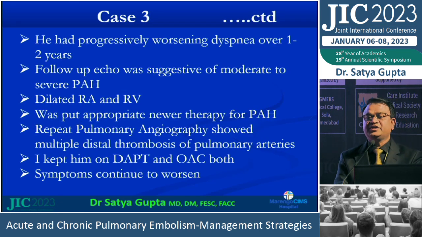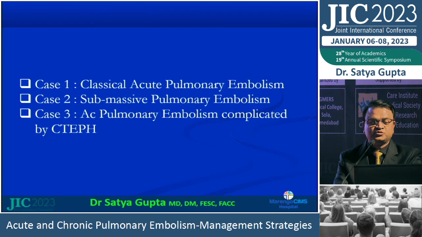But subsequently, he started developing dyspnea on minimal exertion. Over 1 or 2 years, he became so dyspneic. And when we did the echocardiography, there was suggestive moderate to severe PH, dilated RA, RV, and we put him on newer treatment for pulmonary arterial hypertension. Repeated pulmonary angiography was suggestive of severe thrombosis in the pulmonary artery, and I kept him on double antiplatelet also, oral anticoagulant also, but symptoms continued to worsen.